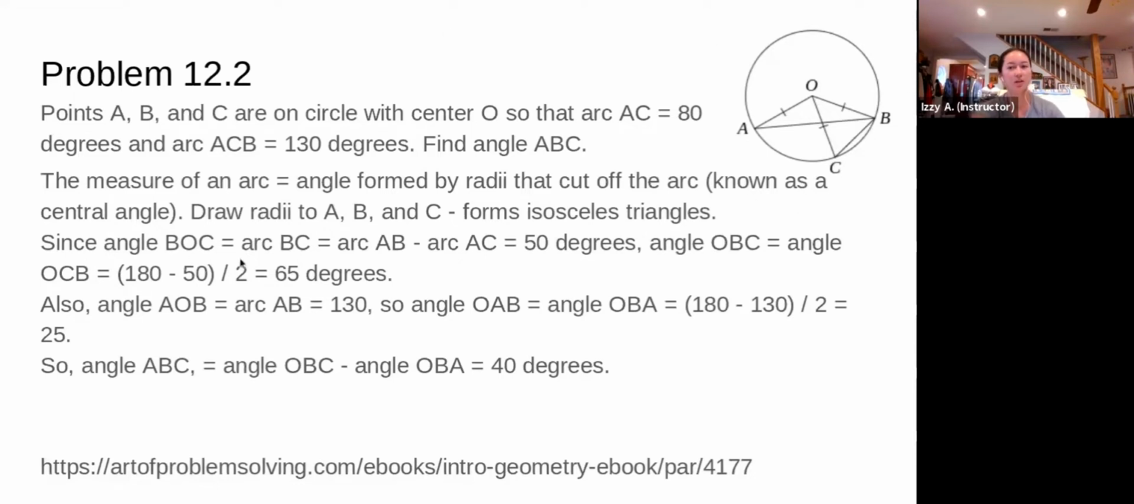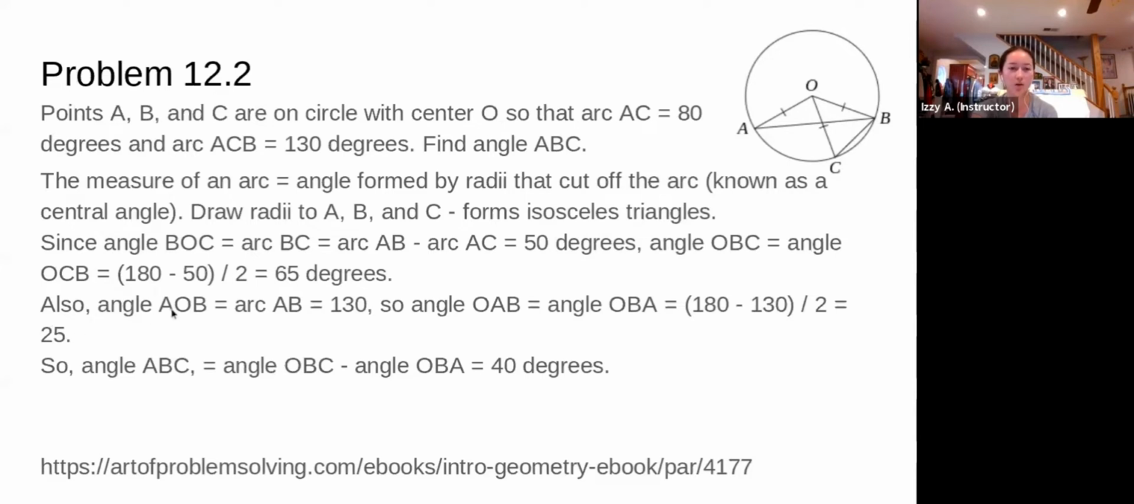Since angle BOC is going to be equal to arc BC, that would be equal to arc AB minus arc AC. That would be 50 degrees. And then angle OBC is going to be equal to angle OCB, and that's going to be 180 minus 50 divided by 2, which would be equal to 65 degrees.